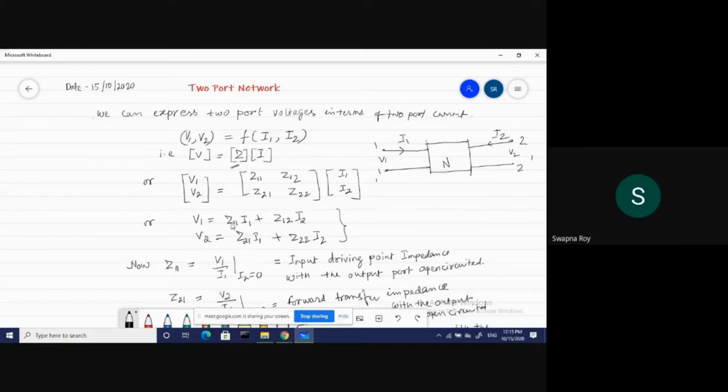What is Z11? Z11 is equal to V1 by I1 when I2 is equal to 0. When I2 is 0, that means the output port is open circuited. No current will flow in the output port. If the output port is open circuited, no current will flow, that means I2 will be 0. So when I2 is equal to 0, we can get the value of Z11, which is equal to V1 by I1. It is called the input driving point impedance with the output port open circuited.